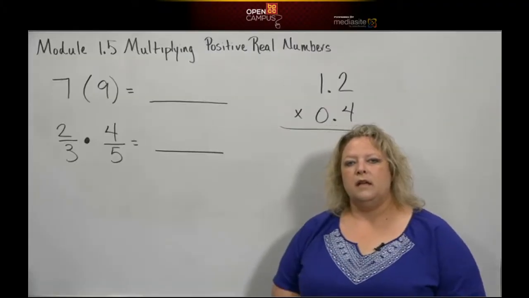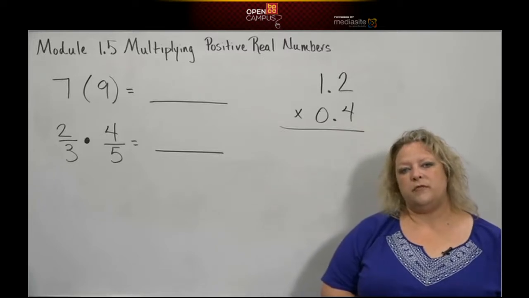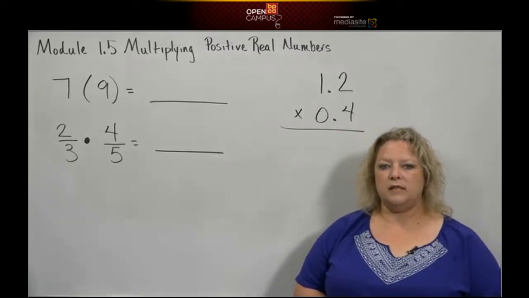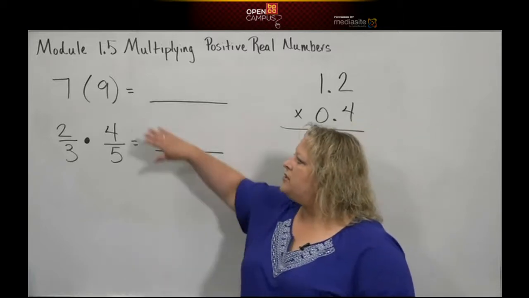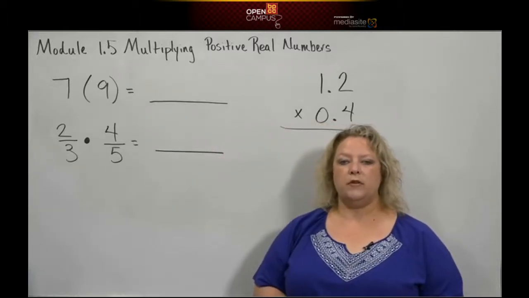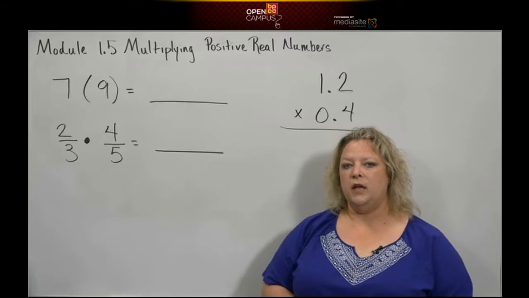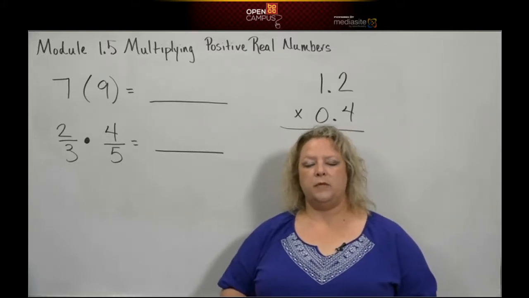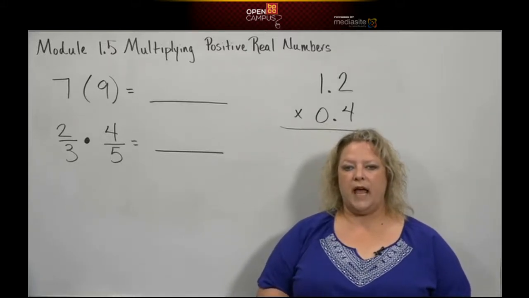Hi. Now we're going to work some examples from 1.5, multiplying positive real numbers. So the first thing we have are two whole numbers, 7 times 9. When we multiply that, remember multiplication is a shortcut for repeated addition.